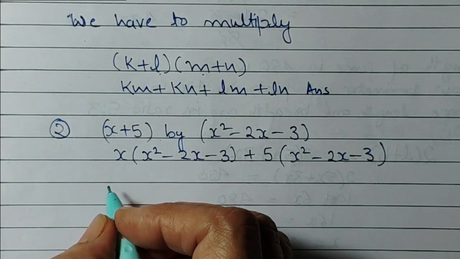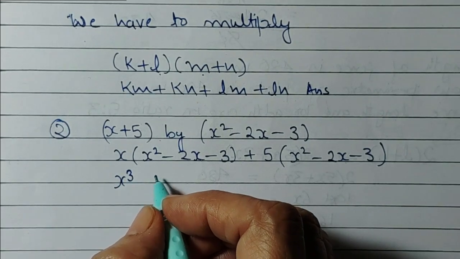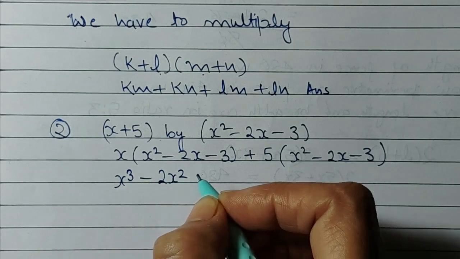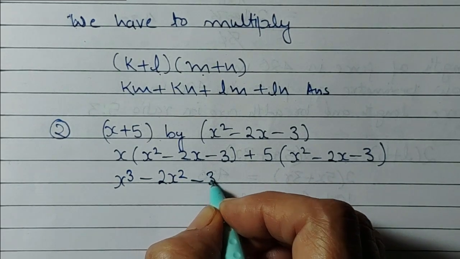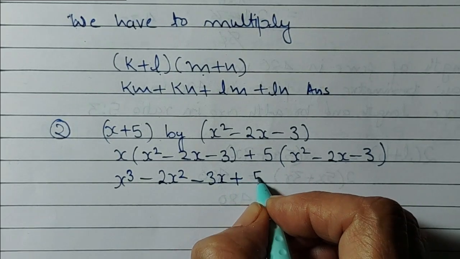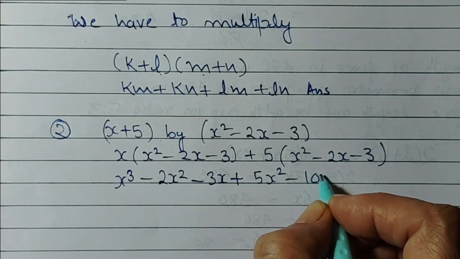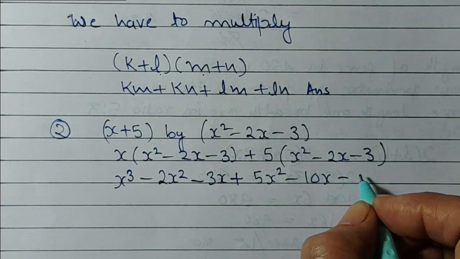It will become x³ minus 2x² minus 3x plus 5 into 5x² minus 10x. 5 into 2x is 10x and minus 15.